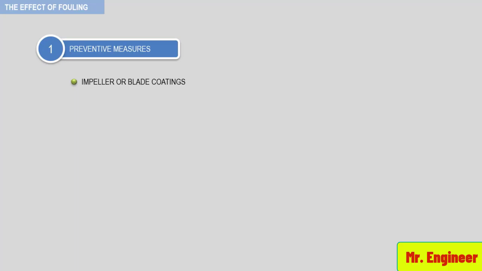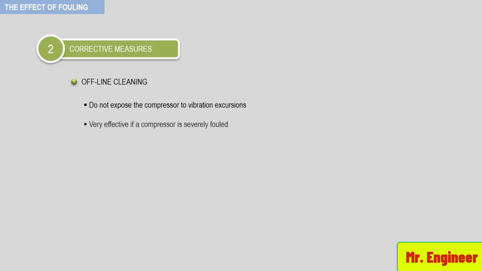Let's now shift our attention to corrective measures. If fouling cannot be immediately prevented, various offline and online cleaning methods are available. Offline cleaning methods are definitely preferred to online cleaning methods, since they do not expose the compressor to vibration excursions and have proven to be more effective if a compressor is severely fouled.